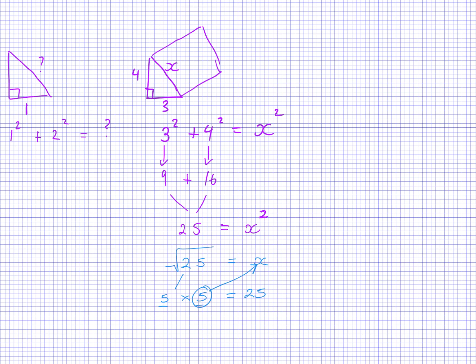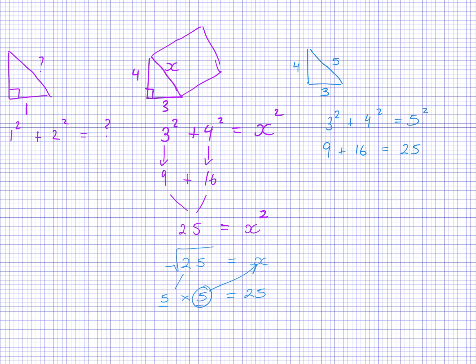Okay, so this triangle, if I redrew it, would have a side of 3, a side of 4, and a side of 5. And to show that it works, I could go 3 squared plus 4 squared equals 5 squared. 3 squared is 9, 4 squared is 16, 5 squared is 25.